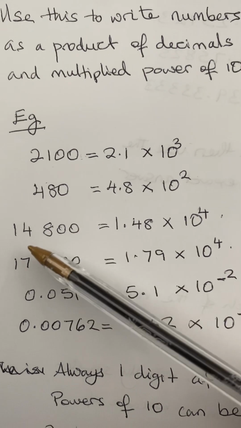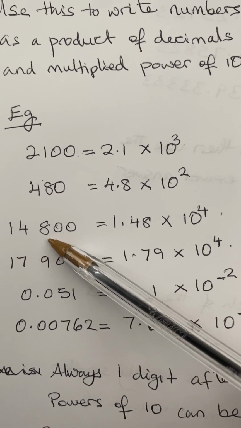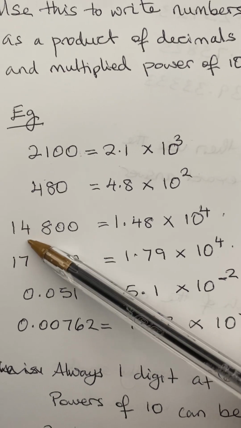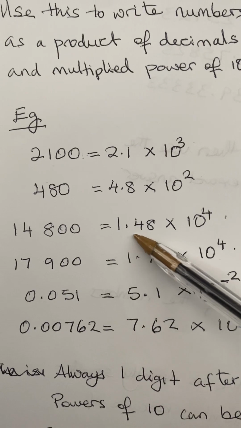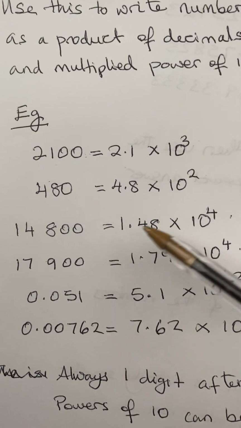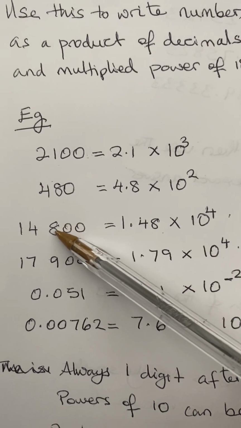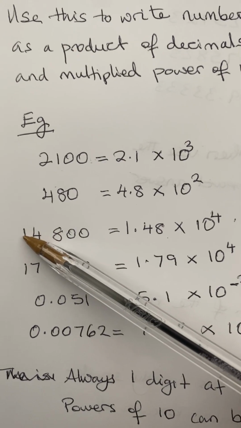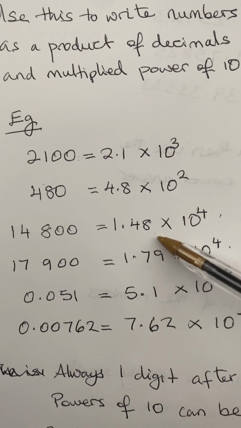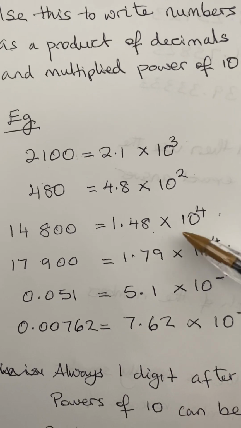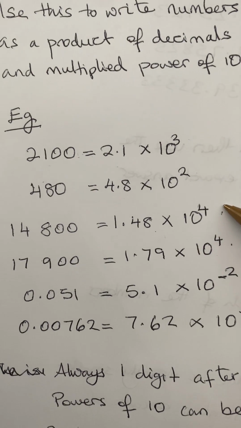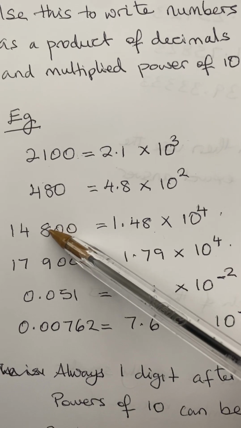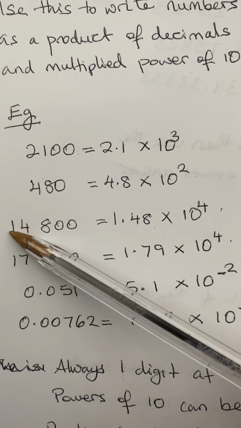14,800. So I want the decimal to come between 1 and 4. So I write 1.48. 1, 2, 3, 4. So now I have 1.48 times 10 to the power 4, because I had to move 1, 2, 3, and 4.